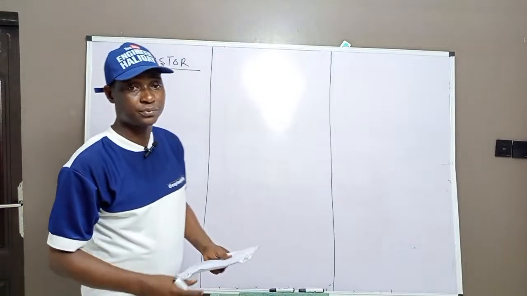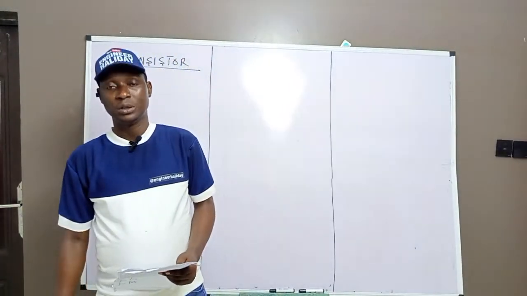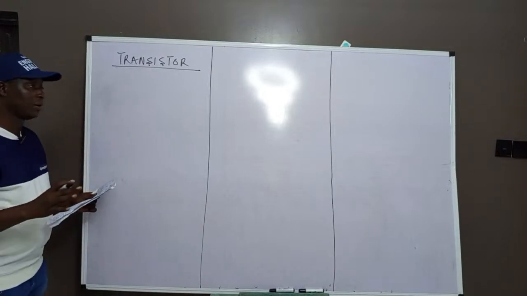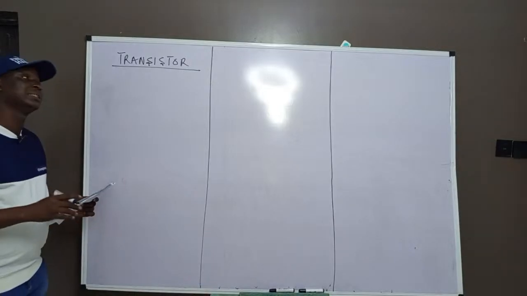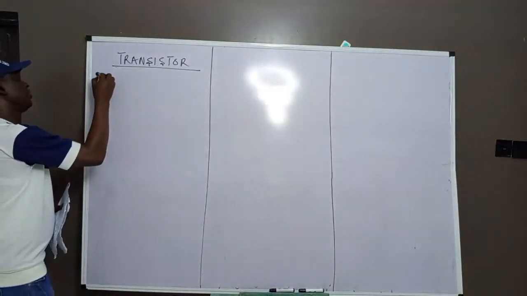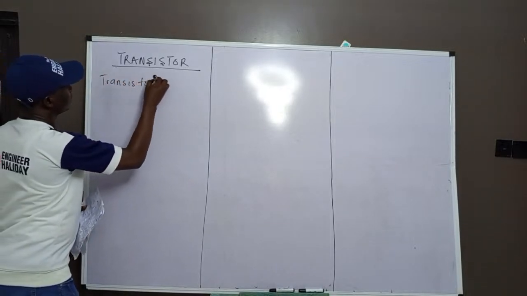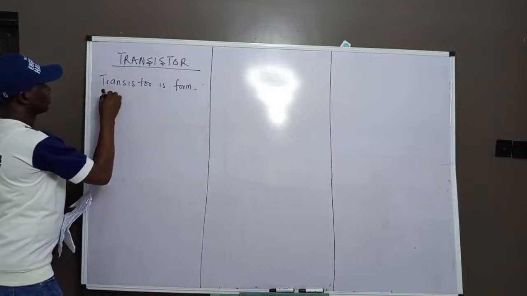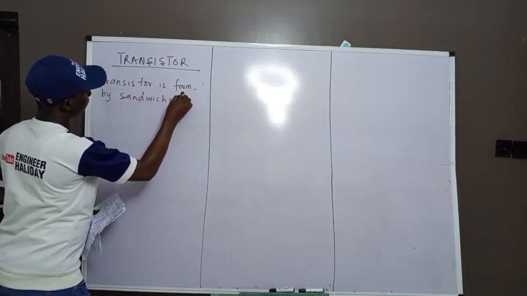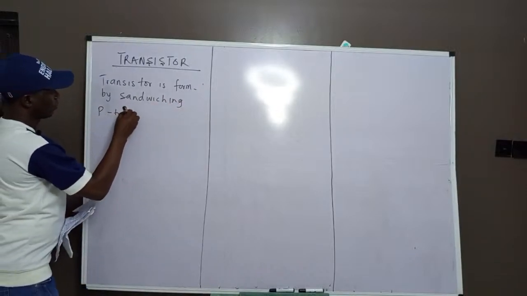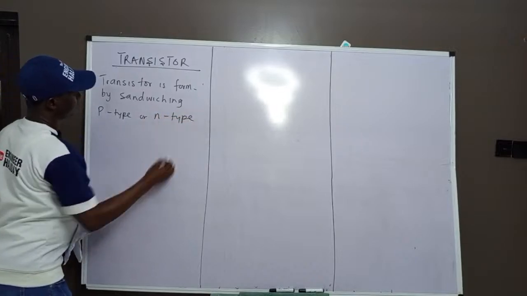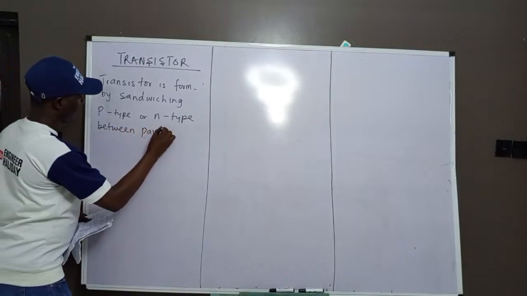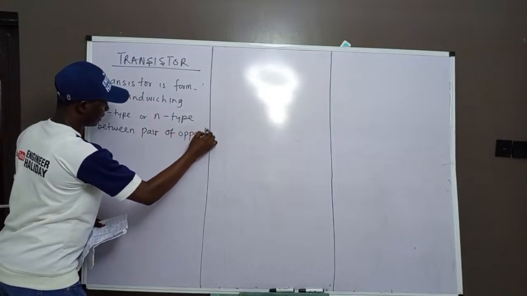Normally what we are doing is an introduction to the transistor. A transistor is formed by sandwiching P-type or N-type semiconductor between a pair of opposite type.